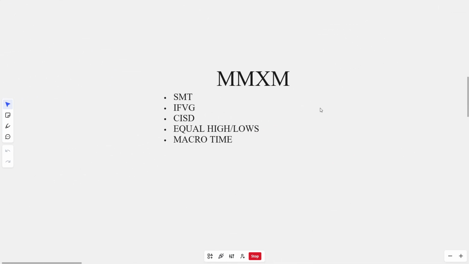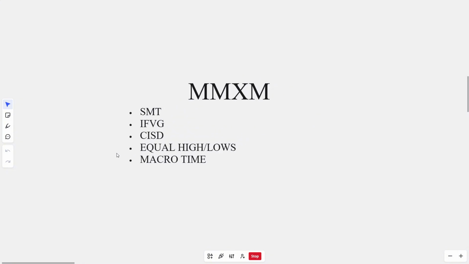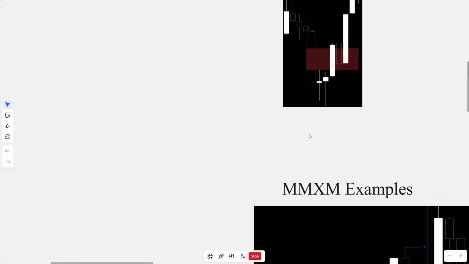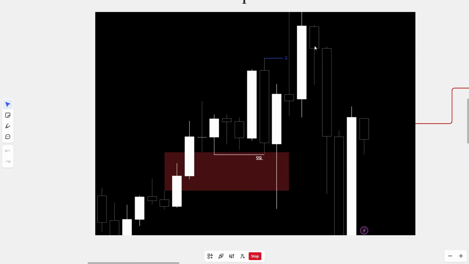And in market maker models, our final target should be equal lows or equal highs, low resistance liquidity runs, and macro time. I told you guys this is when it happens. It's not about it happening, but it happens when time and price align. You've got to align those.